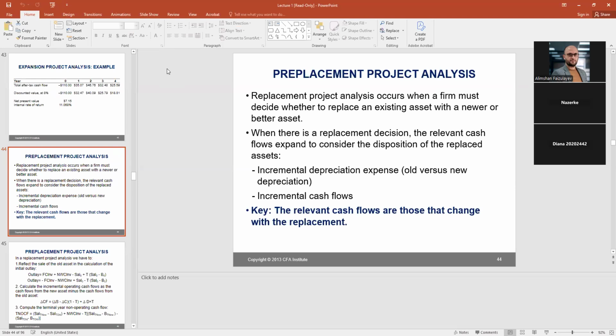So when there is a replacement decision, the relevant cash flows expand to consider the disposition of the replaced asset. First of all, incremental depreciation expense, where you compare the old with the new ones: you have the old depreciation that was already estimated and the new depreciation with the purchase of the new assets. And incremental cash flows, where you compare the old sales, old costs, old OPEX with the new ones. And then you get these differences and you apply your analysis.